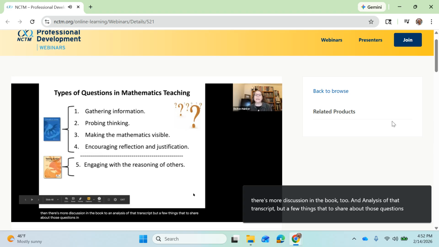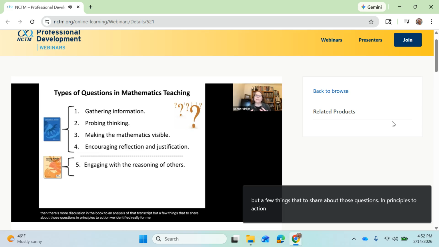In Principles to Action, we identified really 4 main types of questions. We again looked at the research and looked at different questioning frameworks, and it seemed like they all kind of centered on these 4 main ideas: gathering information, probing thinking, making the math visible, encouraging reflection and justification.